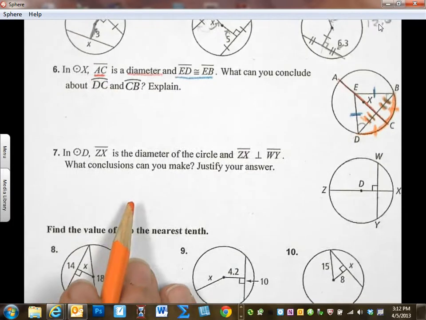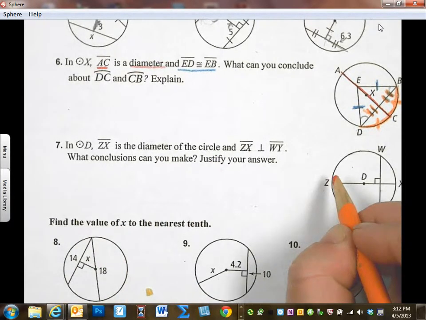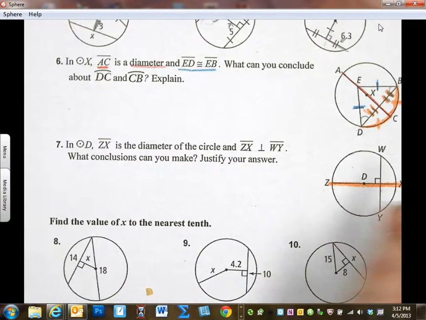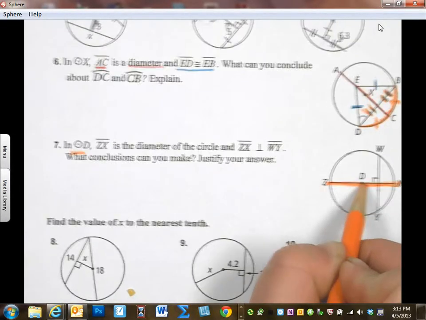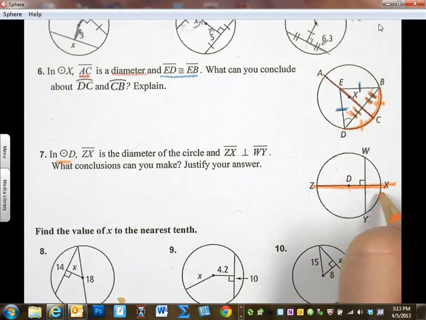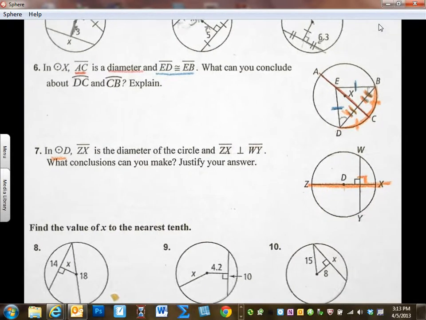Look here at number 7. It's the same kind of thing. It tells me that in circle D we have a diameter, but they don't even actually tell me that that's a diameter. I know because this is the name that tells me this is a center point. Okay? And it also tells me that ZX is a diameter. It tells me that ZX is perpendicular to WY, which they've already marked there.